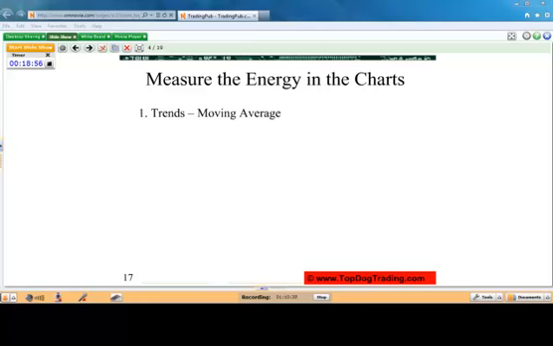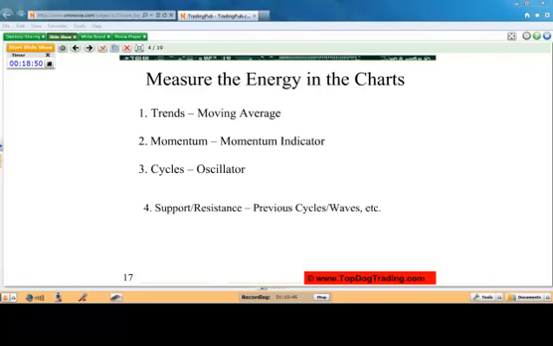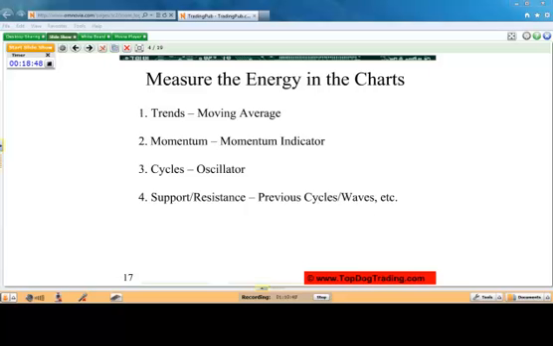And I use instruments to measure the energies. So for trends, I use a moving average. For momentum, I use a momentum index. We use previous cycle highs and lows, previous wave highs and lows, floor trader pivots, Fibonacci, things like this, previous day's high, low, close. And for fractal energy, as I indicated, I use a chart interval generally 3 times that of the setup chart, such as a 5-minute chart and a 15-minute chart.